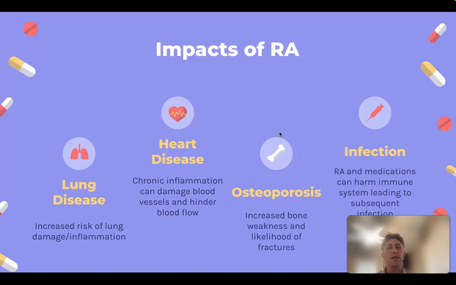That inflammation can damage blood vessels and hinder blood flow to and from the heart. Some people can develop osteoporosis, which is the weakening of the bones, which increases your likelihood of breaking bones as well. And then your immune system already attacking your own body leaves it exposed to subsequent infection, due also to medications that you may take that may weaken the immune system and leave it susceptible to other infections.